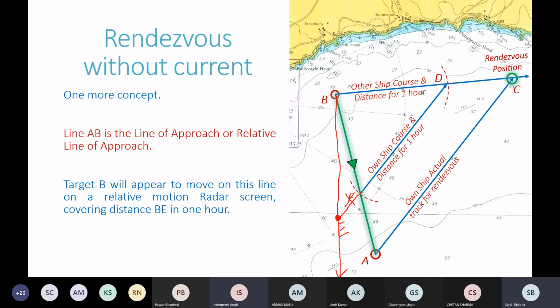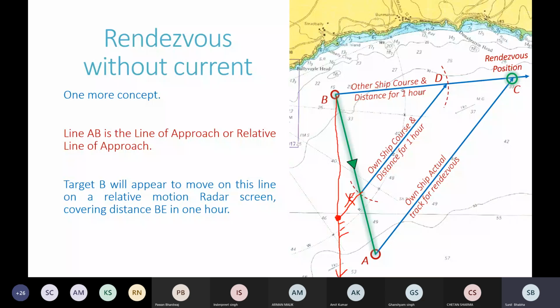How do we find the CPA? Yes, sir. In this case, the ships are not meeting up. There is no more a rendezvous question now. It is basically radar plotting being done on the chart. So once you have this line of approach made on the chart, you can find out the CPA and TCPA.